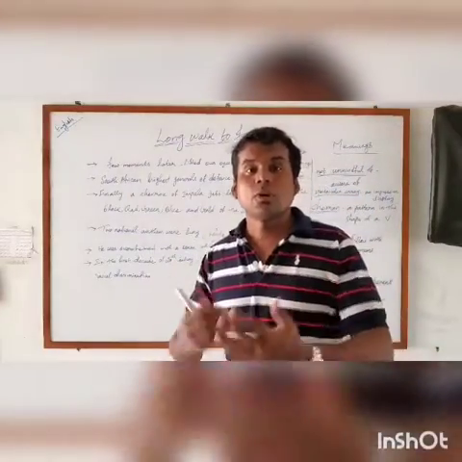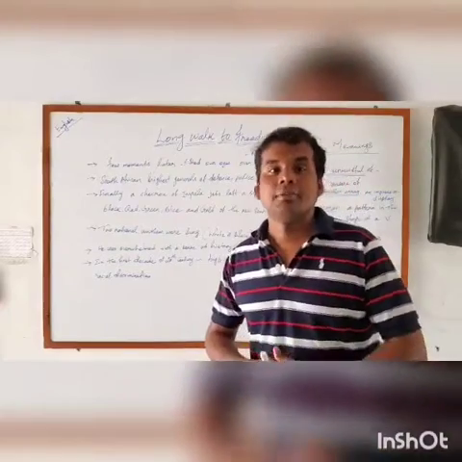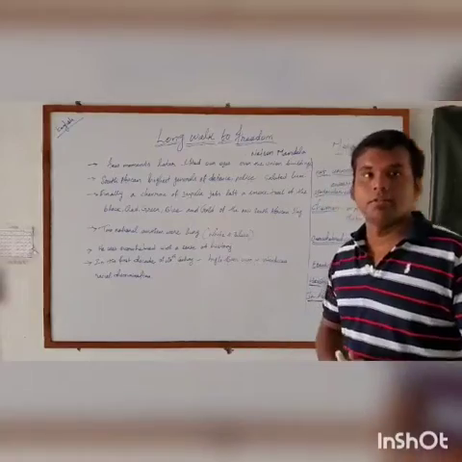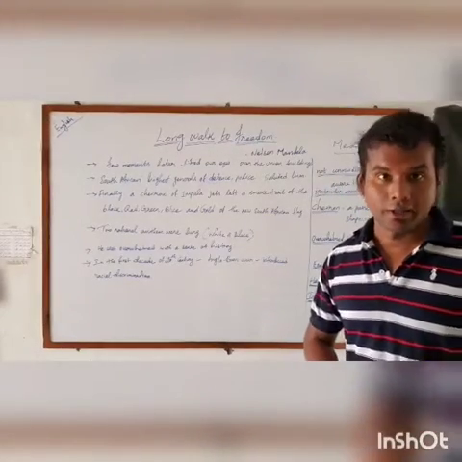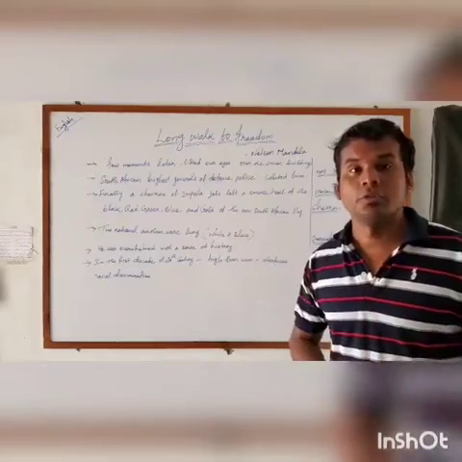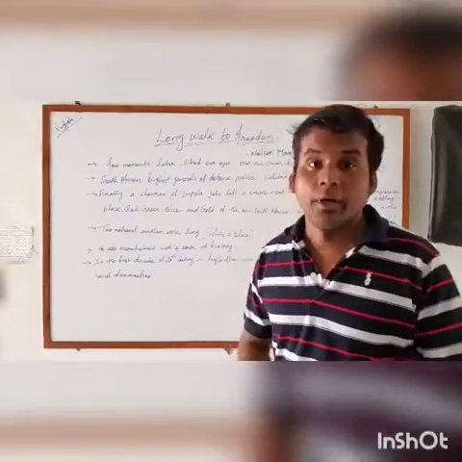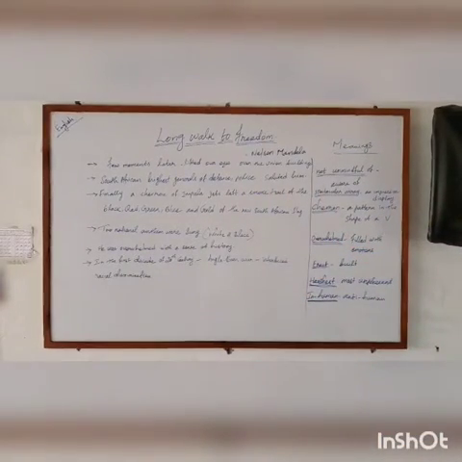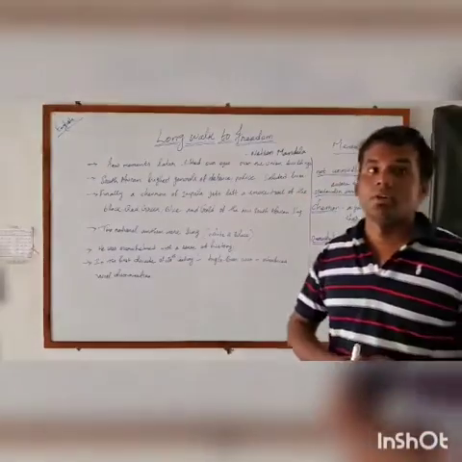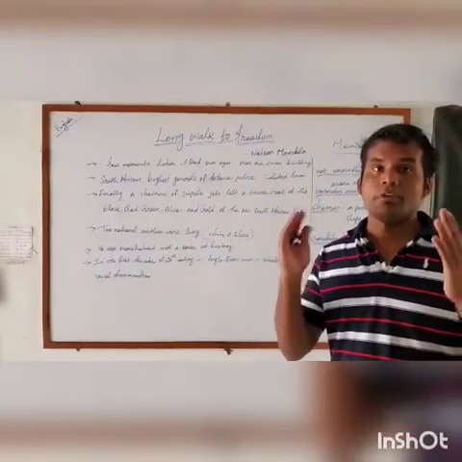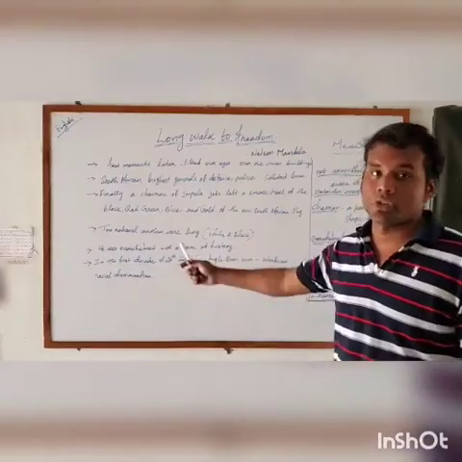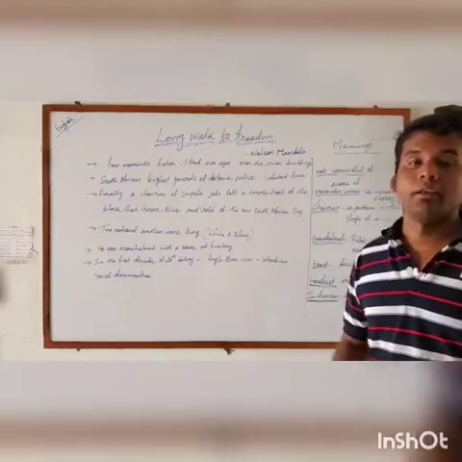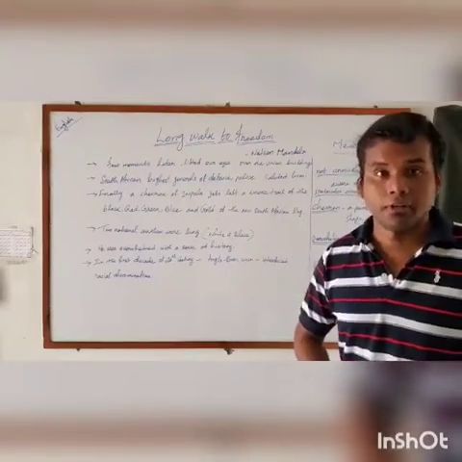Finally, a chevron of Impala jets left a smoke trail of the colors black, red, green, blue and gold, the new South African flag. What do you mean by chevron? Chevron represents a pattern in the shape of a V. The jets flew in the sky in the shape of a V, and they left the smoke trail of black, red, blue, green and gold, the new South African flag.